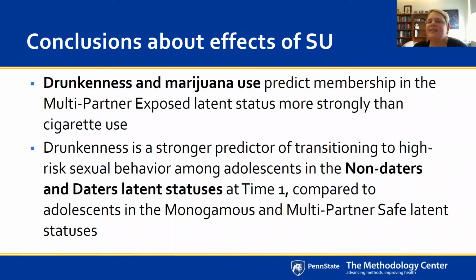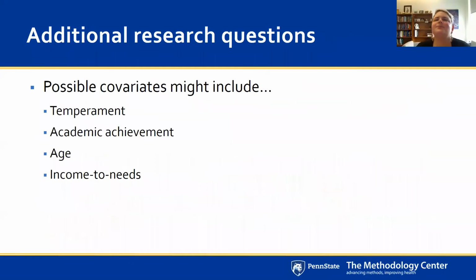So again, I summarized the conclusions about substance use. If you take these home and you absorb them, what I want you to get is the kinds of effects that we might be interested in in these models. And so, bullet point 1 is about drunkenness and marijuana use predicting membership in one class compared to another. And then the second bullet is about drunkenness being a stronger predictor of transitioning to a different status compared to remaining in the same status.